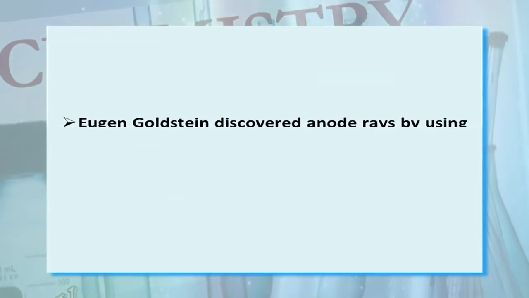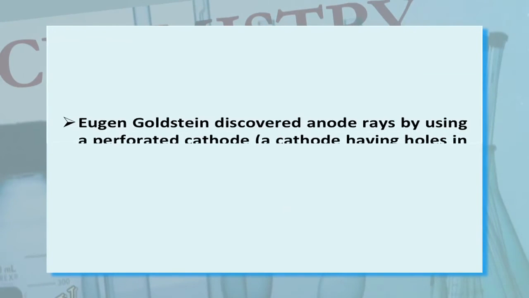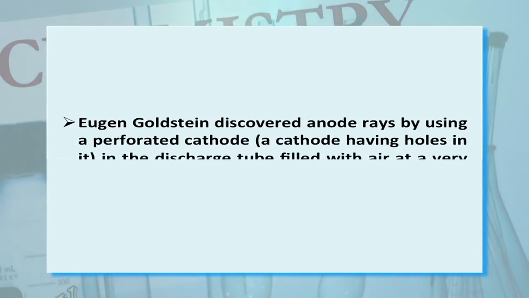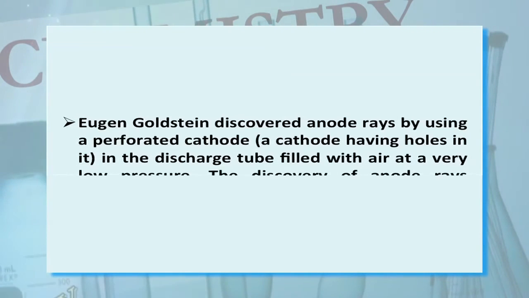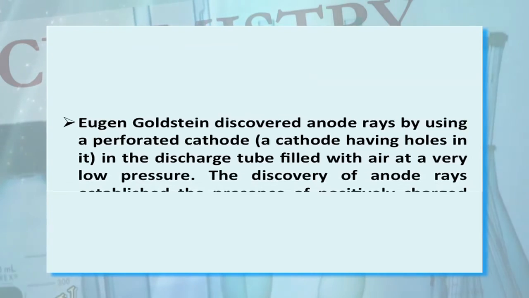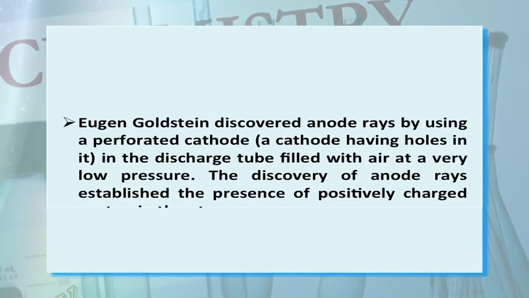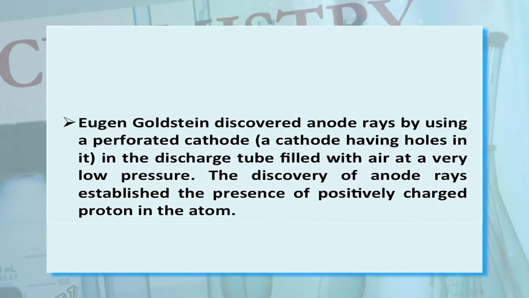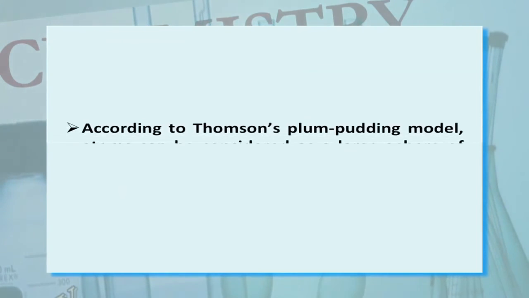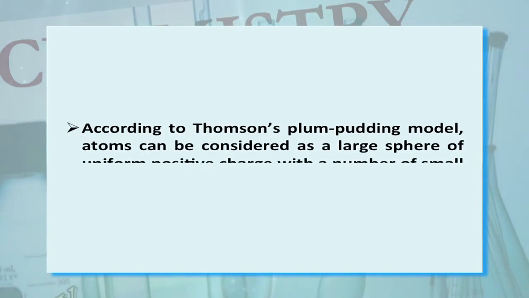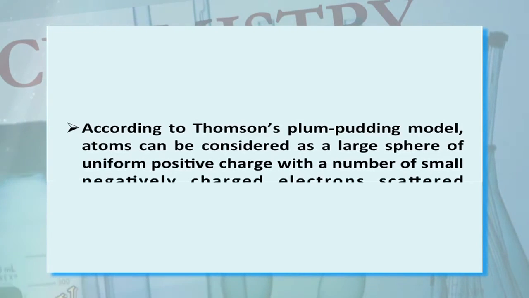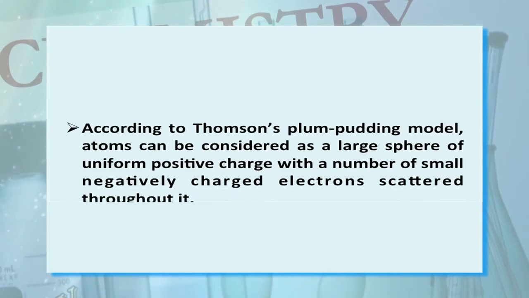Again, Goldstein discovered anode rays by using a perforated cathode, a cathode having holes in it, in the discharge tube fitted with air at a very low pressure. The discovery of anode rays established the presence of positively charged protons in the atom. According to the Thomson plum pudding model, the atom can be considered as a large sphere of uniform positive charge with a number of small negatively charged electrons scattered throughout it.